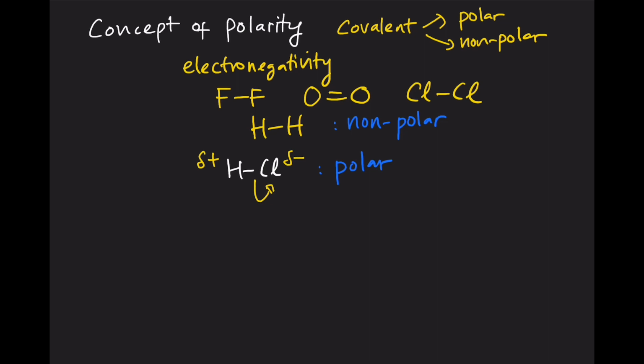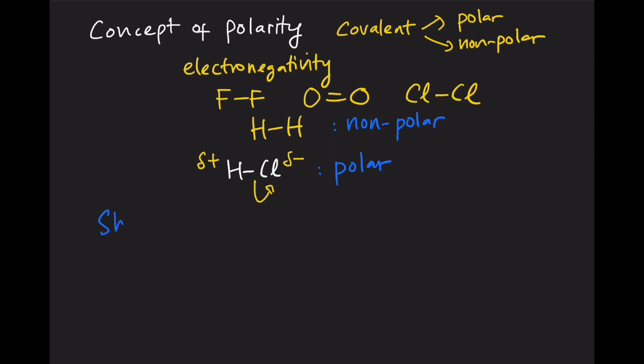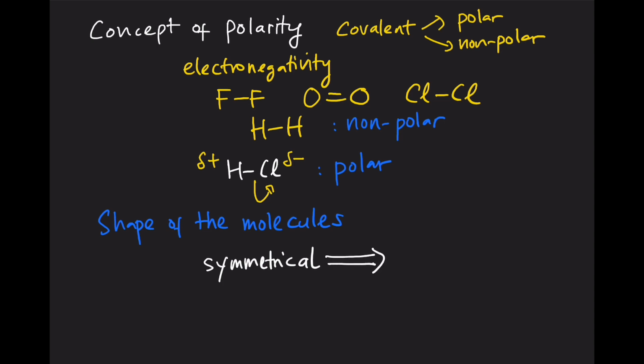Now, in a more complex structure where we have more than two atoms, we can understand the concept of polarity based on the shape of the molecules. In general, a symmetrical arrangement usually results in a non-polar compound. However, we have to be really careful about which molecules are symmetrical and which are not.